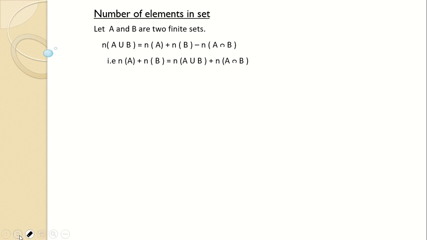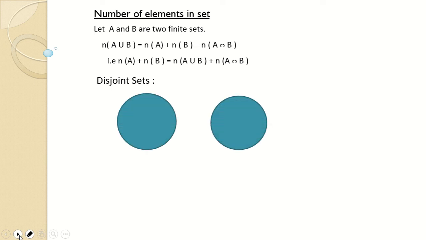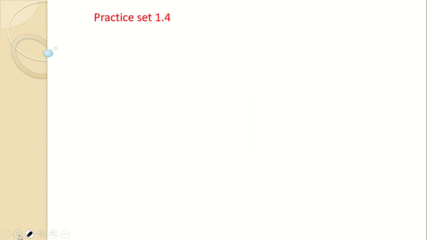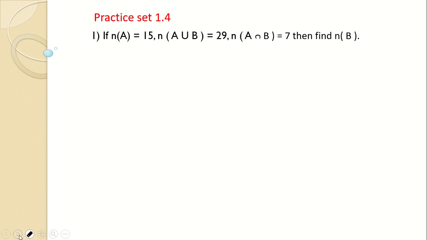So see, this is the way you can write it. Now we will just understand the definition of disjoint sets. If two sets have nothing common, these are two sets A and B, and the elements have absolutely nothing common in them, like 1, 3, 5, 9 and 2, 4, 8, then we say these two sets are disjoint because not a single element is common in them. Okay, now we come to 1.4.